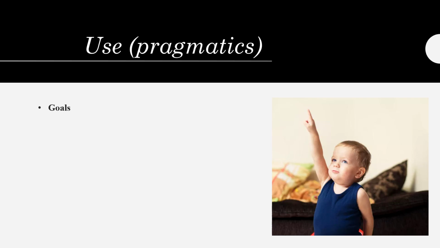Language use concerns the goals we have when using language and the way we choose words that are the best fit for that moment in time. Pragmatics are social linguistic conventions that help us decide what to say to whom, how to say it, and when to say it. Imagine you are telling someone about a good movie you just watched.